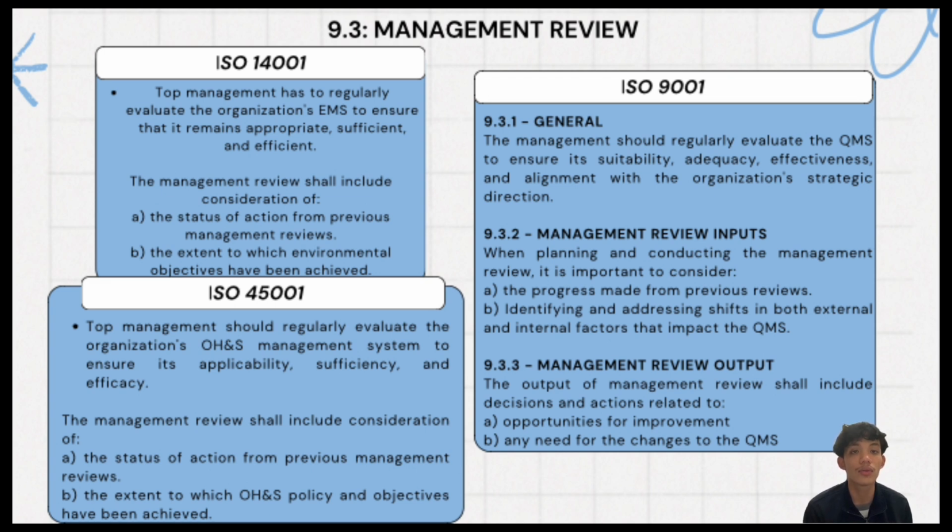In 9.3.2, management review inputs. When planning and conducting the management review, it is important to consider first, the progress made from the previous reviews, and second, identifying and addressing shifts in both external and internal factors that impact the QMS. In 9.3.3, management review output. The output of management review shall include decisions and actions related to opportunities for improvement and any needs for change to the QMS.